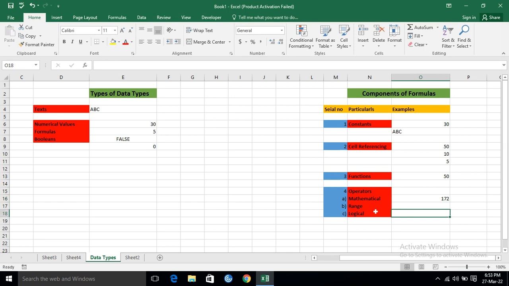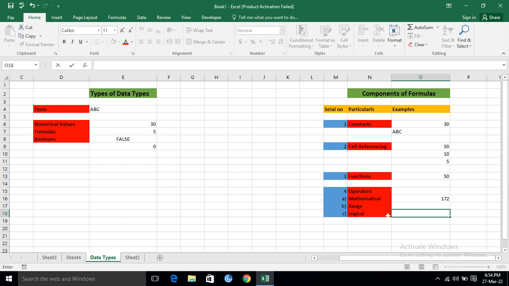Now coming to the logical operator. As you know, it is a less than sign, a greater than sign, a greater than equal to, a less than equal to, and so on. Why is this named a logical operator? Since we are going to enter it after the equal to sign, and then we are going to enter the less than or greater than or whatever we need to enter, that's why it is named a logical operator.